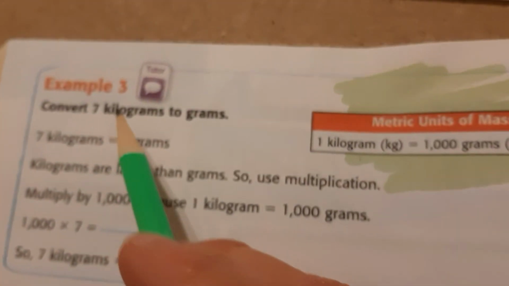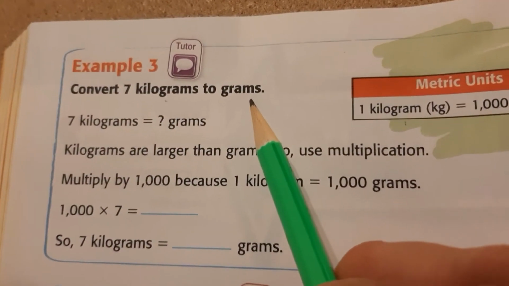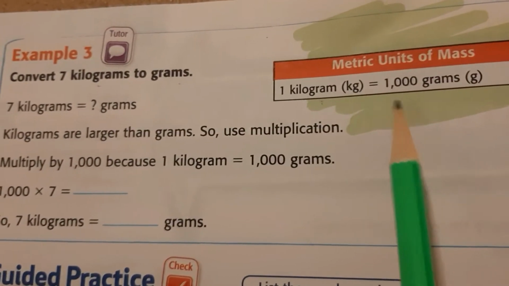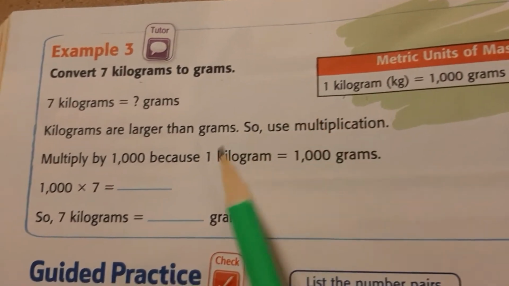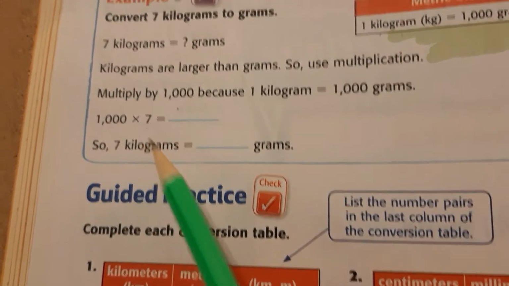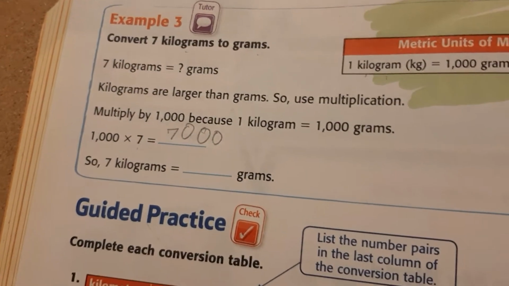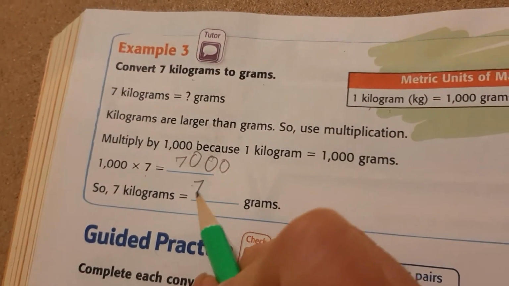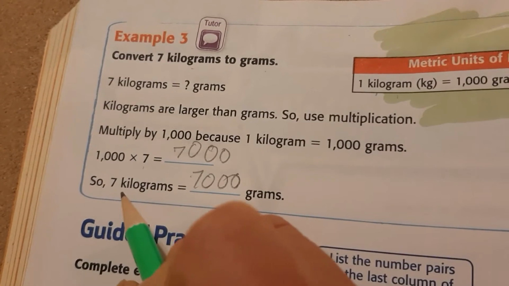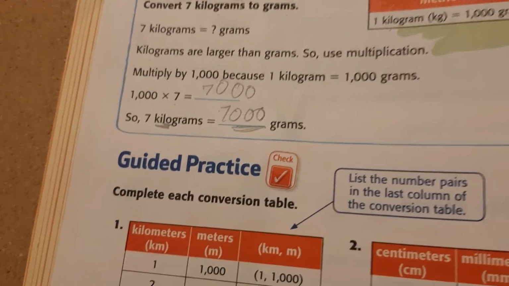1,000 grams in a kilogram. So let's take a look at this example 2. Convert 7 kilograms to grams. Well, how many grams in a kilogram? 1,000. So you're going to multiply by 1,000. 1,000 times 7 is what? It's 7,000. So 7 kilograms equals 7,000 grams. See, there's the kilo, there's the 1,000. Easy, right?